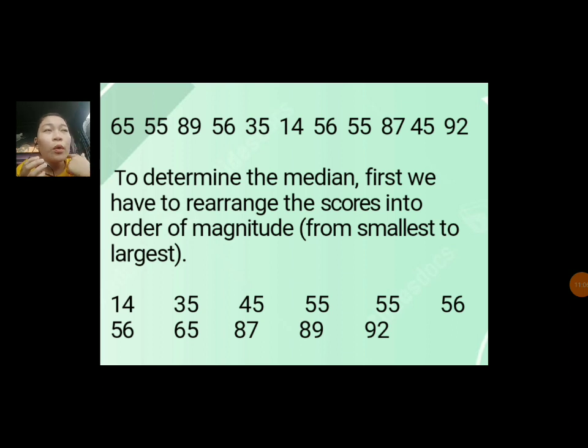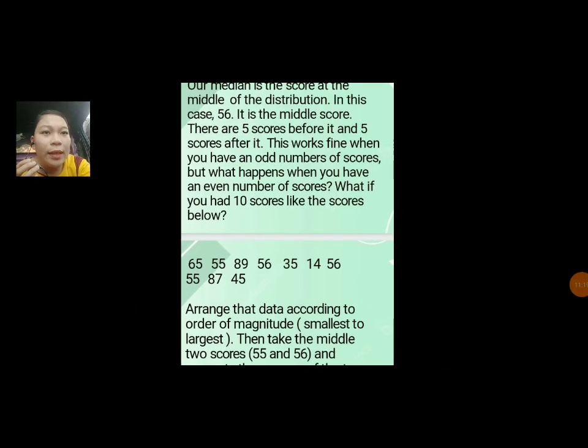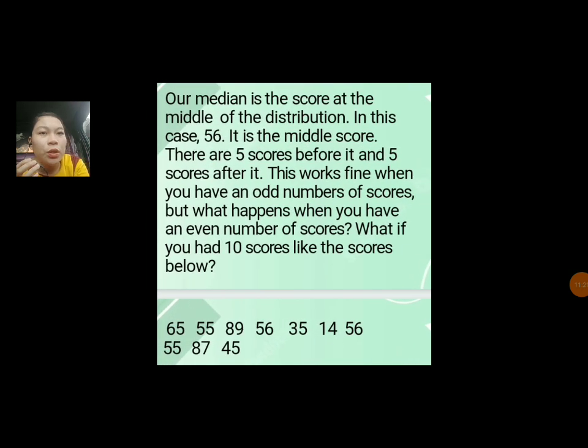So therefore, if the set of scores is odd, it is easy to identify which one is in the middle. So we use the median. Our median is the score at the middle of the distribution. In this case, 56 is the middle score, so there are 5 scores before it and 5 scores after it.